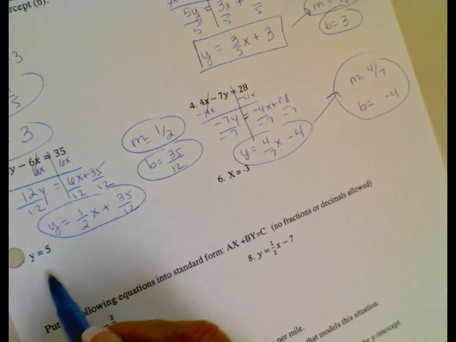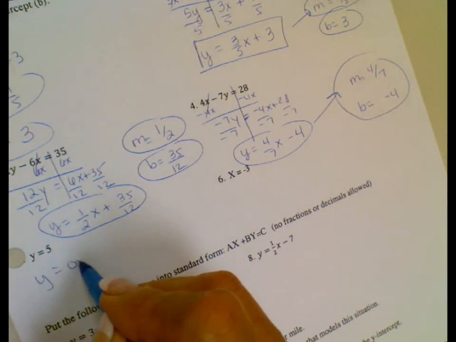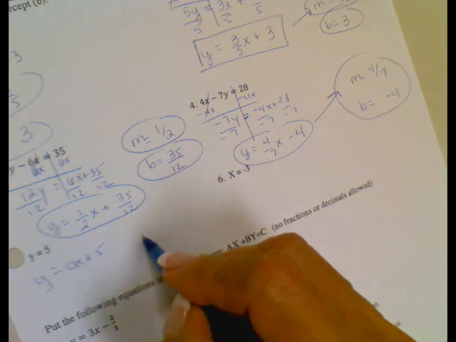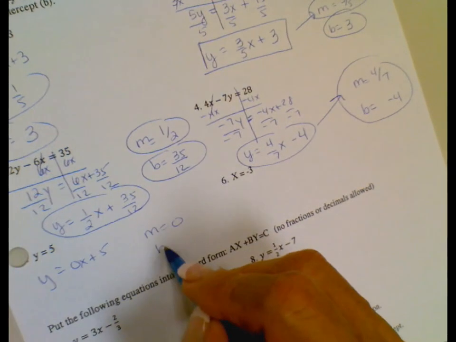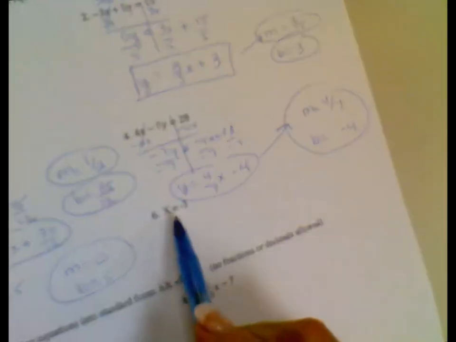Now this one's tricky. Number 5 says y equals 5. You could actually rewrite that like this if you wanted. So the slope is 0. The y-intercept is 5. That's a horizontal line with a 0 slope. Vertical lines are when it says x equals.